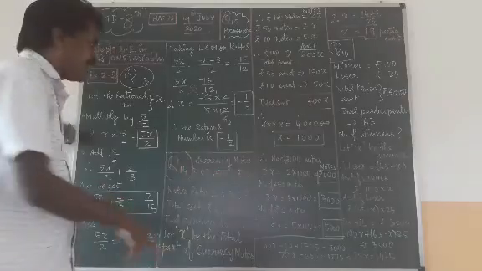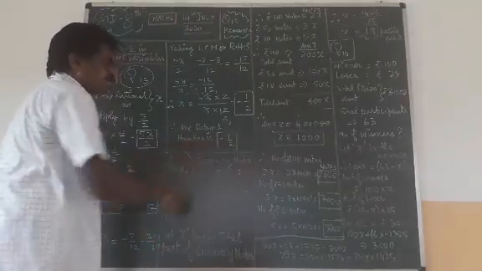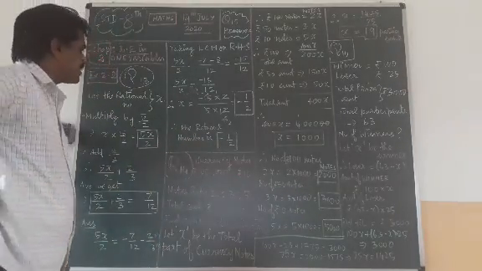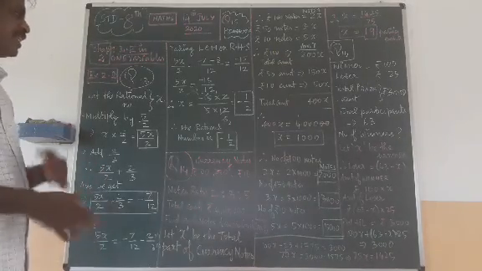What is our rational number? The rational number is minus 1 upon 2. Understood? That is the 13th question. And the 14th question, an interesting problem.